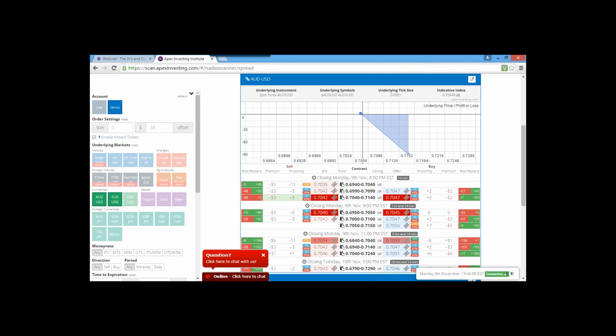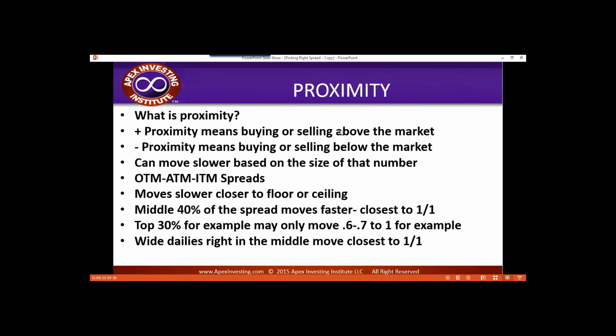All right, so that's proximity, where the spread is priced compared to where the market is. The question is, are you buying or selling? Like I said here, you're buying or selling below the market or above the market.